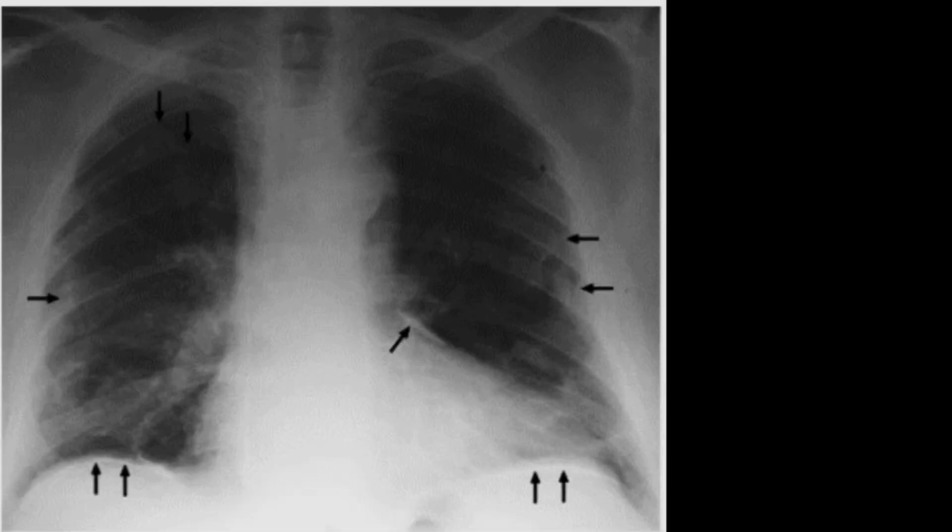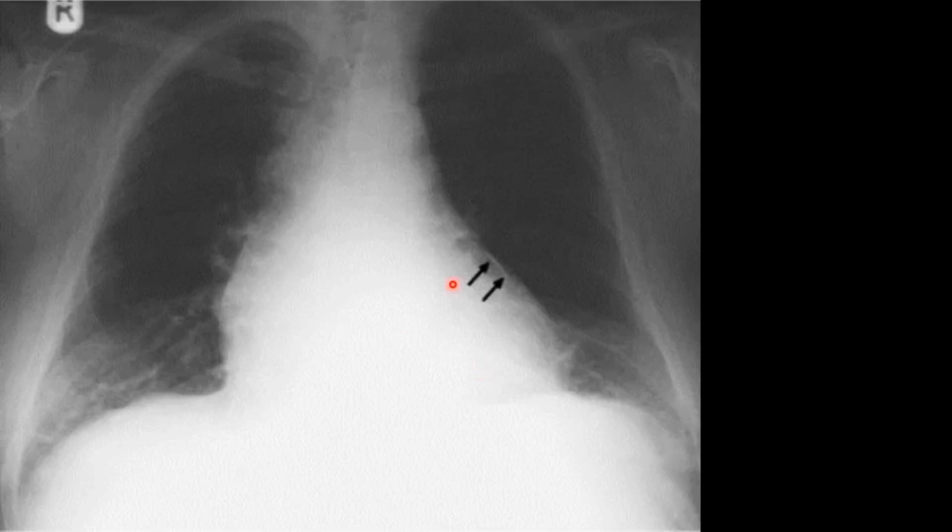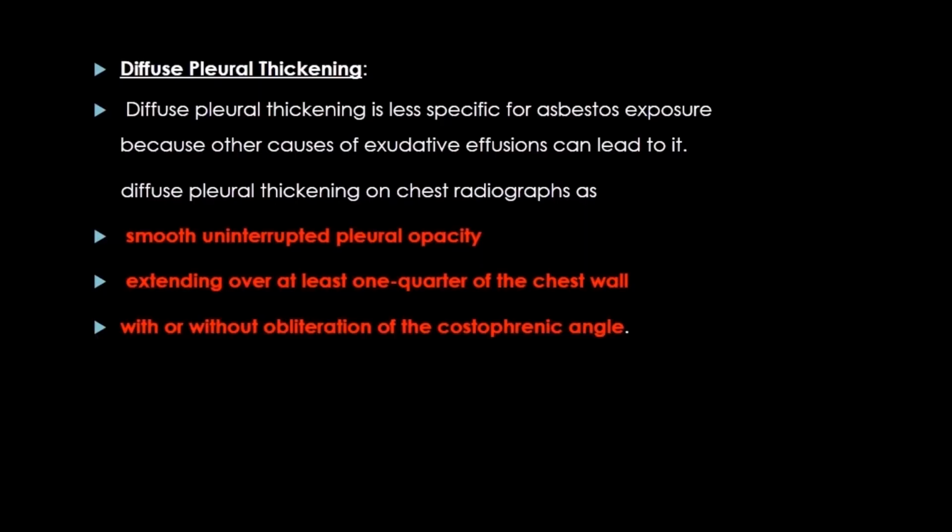This is a chest X-ray PA view where you can see the plaques noted along the lateral aspects of the lungs and also in the bilateral diaphragmatic pleura and also along the mediastinal pleura. This is a similar chest X-ray in another patient where you can see a plaque noted along the mediastinal pleura. The next manifestation is diffuse pleural thickening.